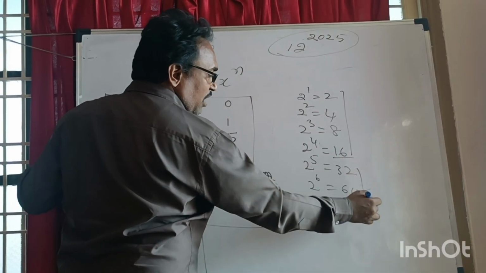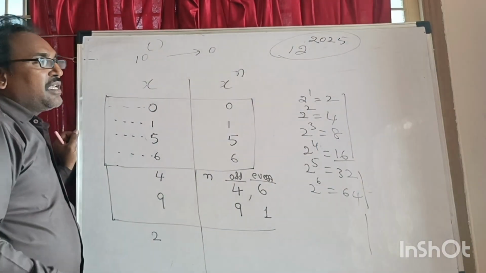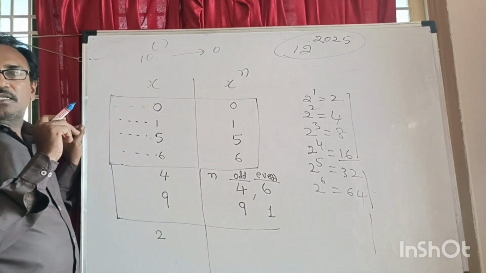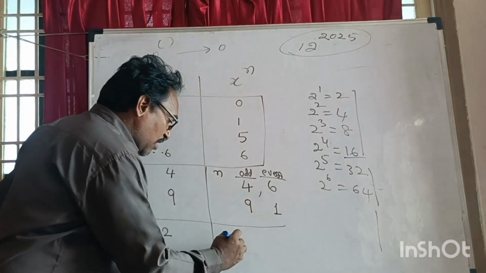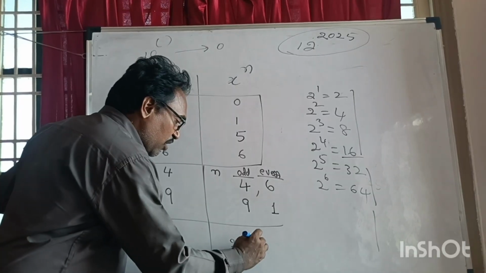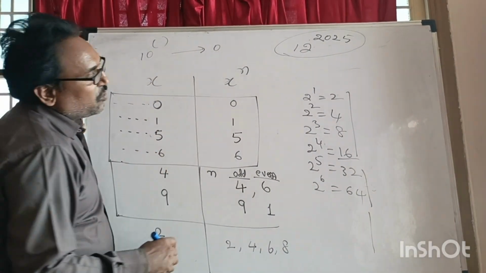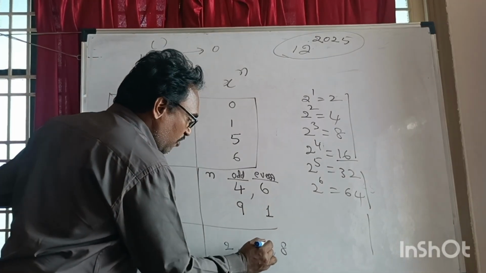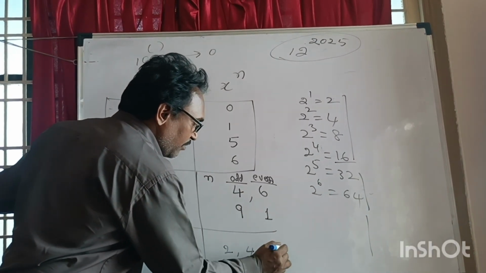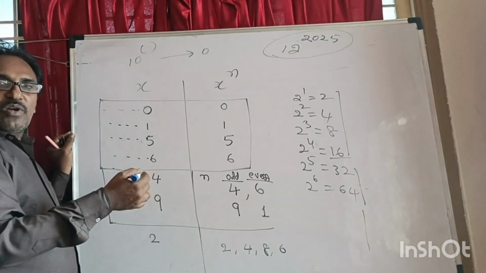2, 4, 8, 6, again 2, 4, 8, 6, it will continue. That means you are having 4 possibilities. So those 4 possibilities are 2, 4, 6, 8. After that it again repeats: 2, 4, 8, 6. Again it repeats, all the 4 digits repeat.